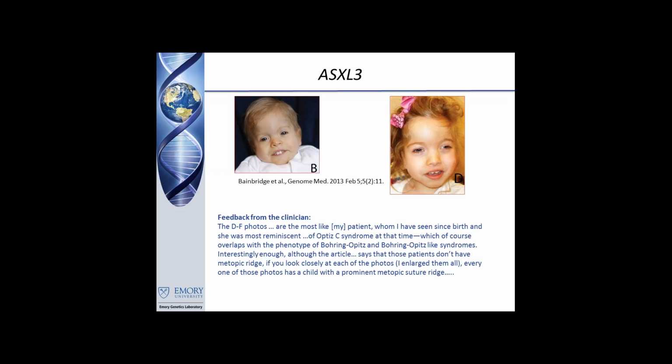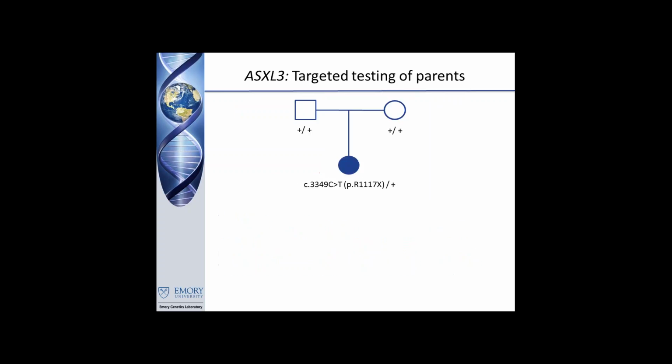So because of her additional input, we went on at that point to sequence the parents, and both parents did not have that change. So it does look de novo in that patient. And because of this, between knowing that this was de novo in the proband, as well as the clinician's information, we classified this as likely pathogenic, and we're able to use this for a diagnosis for the patient.